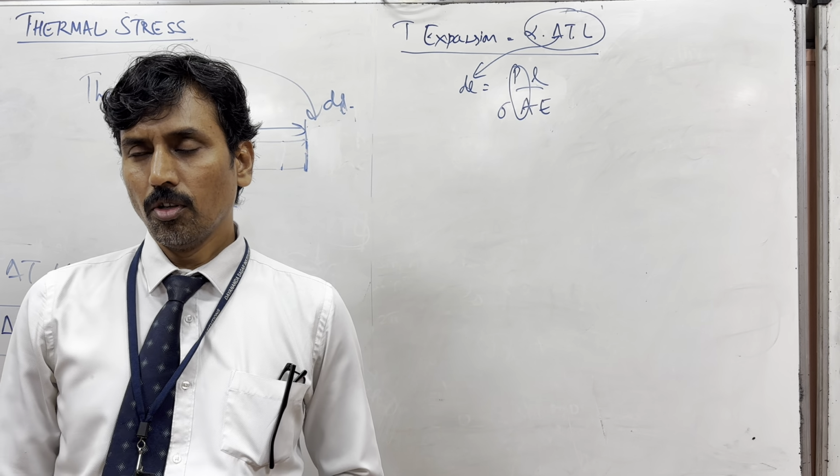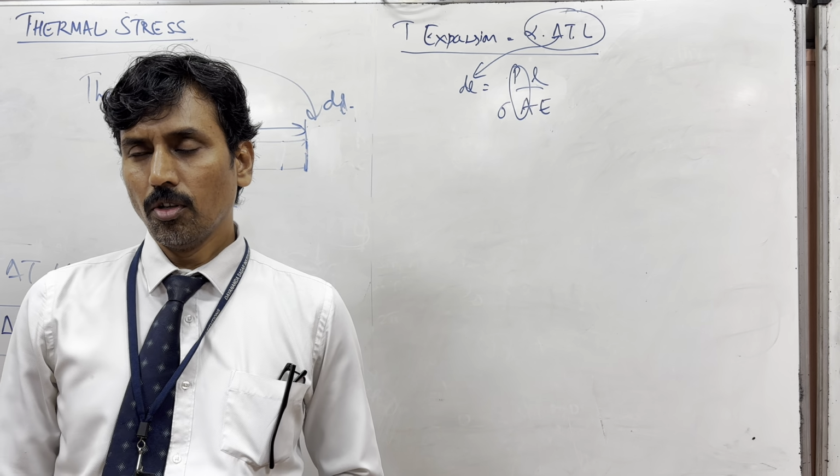Okay guys, now first we will try to analyze the first part of the problem. It is a 20 meter rod, and the temperature is increasing from 20 degrees centigrade to 80 degrees centigrade. I have asked for the free expansion. So how much does it expand when it goes from 20 to 80 degrees centigrade? That is the change in length due to increase in temperature, dLT, which is given by alpha into delta T into L.